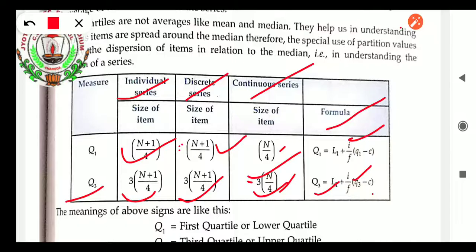What is Q1? The quartiles are symbolized as Q1 and Q3. Small q1 here will come, Q1 equals to, and here Q3 equals to. Have you understood? This value only will be substituted in Q1 and Q3.